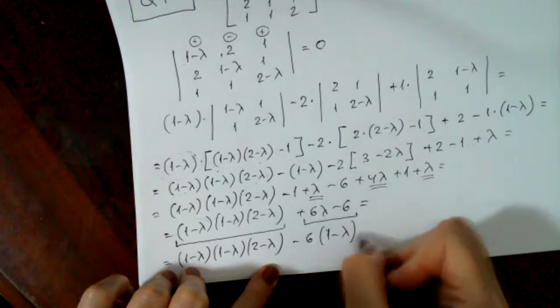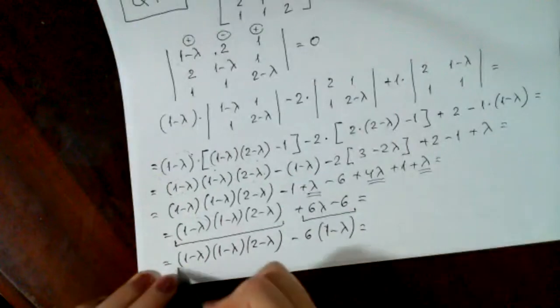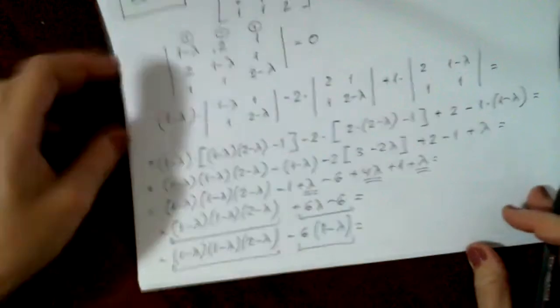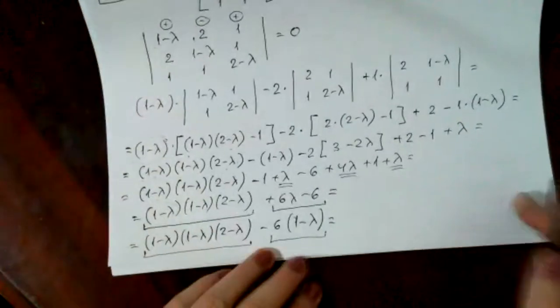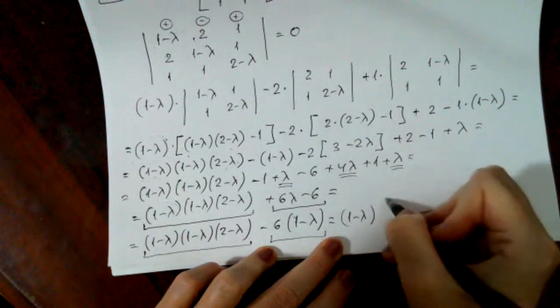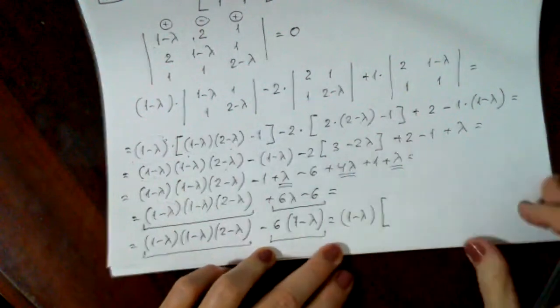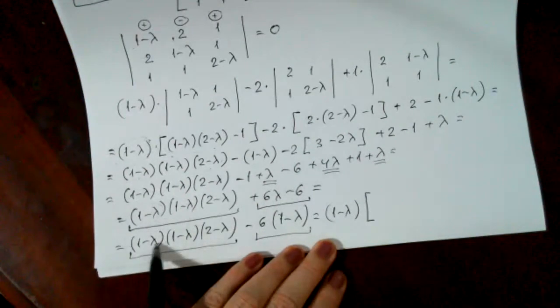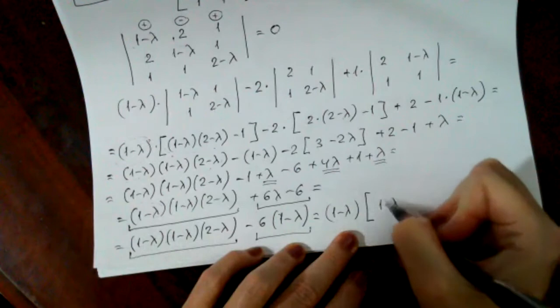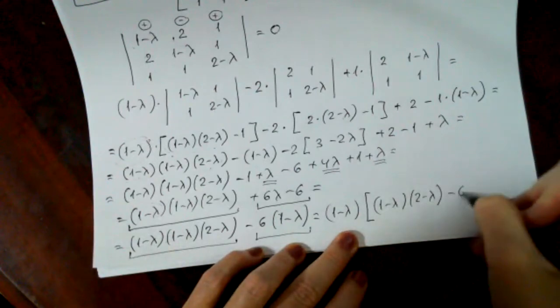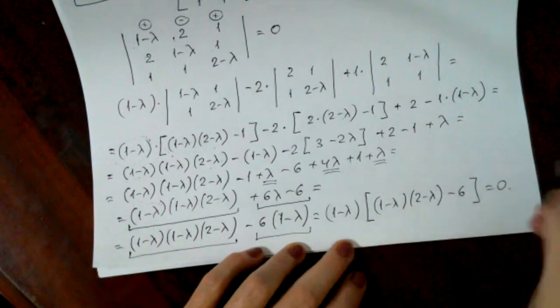And you know what? I'm saved. I'm actually saved. Look at this. I still have 2 terms, but they do have a common factor now. And that was my intention, you know. So we are pulling out 1 minus lambda again. And again, I need to write my favorite brackets. So what is left of the first term? Everything except for 1 minus lambda. So it will be 1 minus lambda times 2 minus lambda and minus 6. And finally, it's equal to 0.